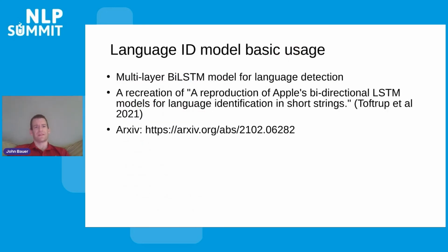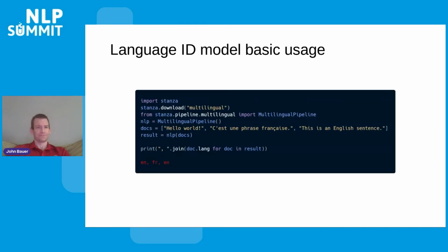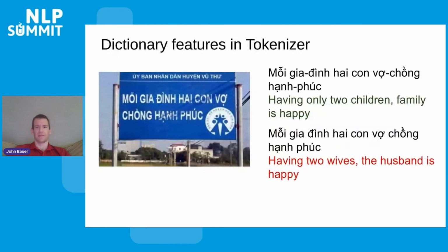The language identification model is a classifier model that we've included, based on a specific publication from Apple. Here's a very simple example. If you put in a few different sentences, it will tell you which languages they were written in, and it will also run the pipeline specifically on those languages. So you don't need to know ahead of time which language you're operating on. It should be significantly more convenient for mixed language text.